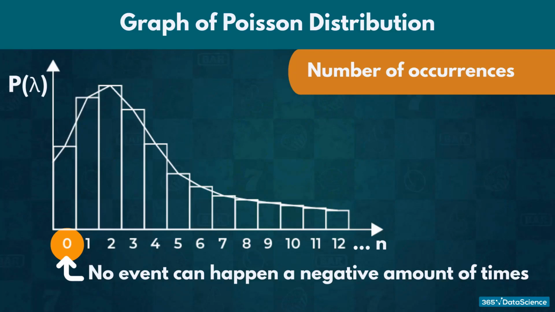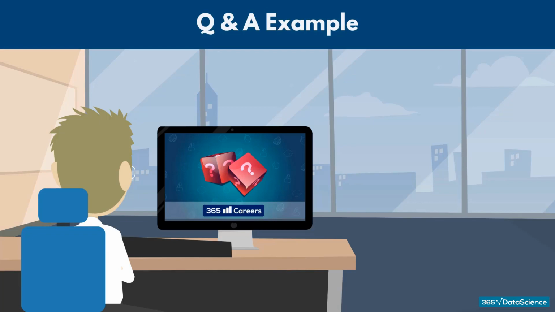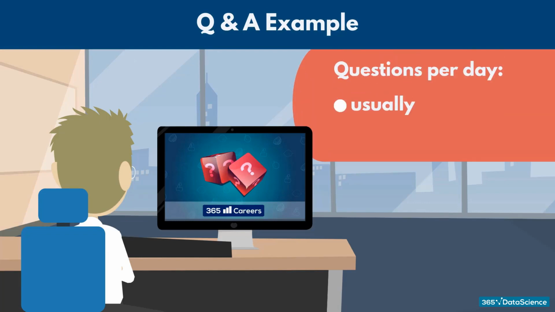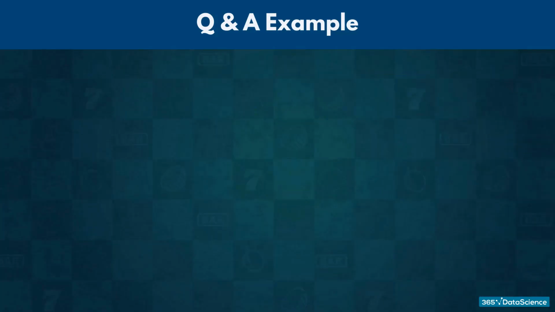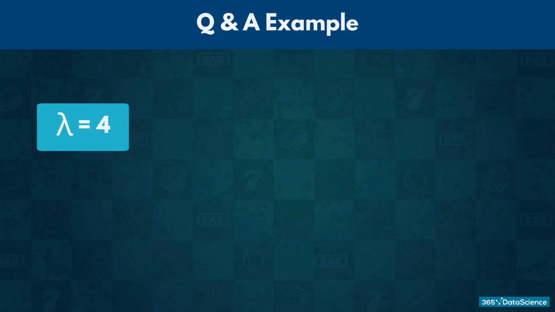Okay, let us explore an example. Imagine you created an online course on probability. Usually your students ask you around 4 questions per day, but yesterday they asked 7. Surprised by this sudden spike in interest from your students, you wonder how likely it was that they would ask exactly 7 questions. In this example, the average number of questions you anticipate is 4, so lambda equals 4.